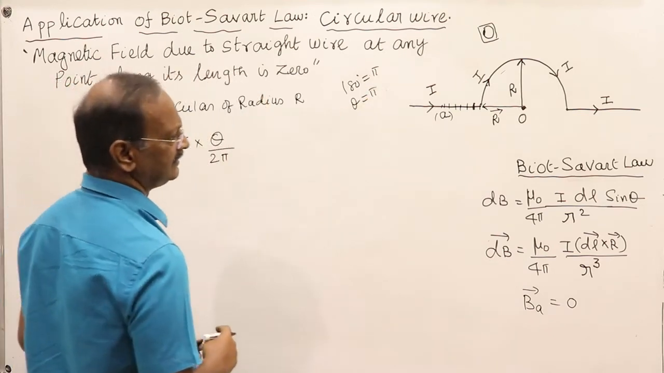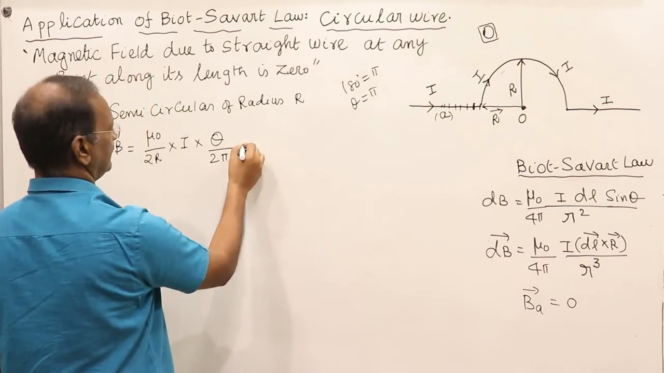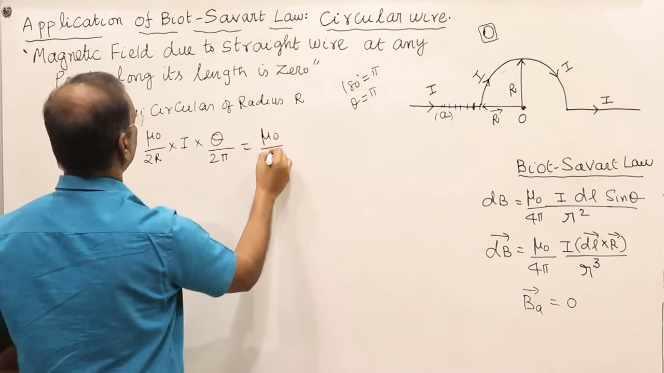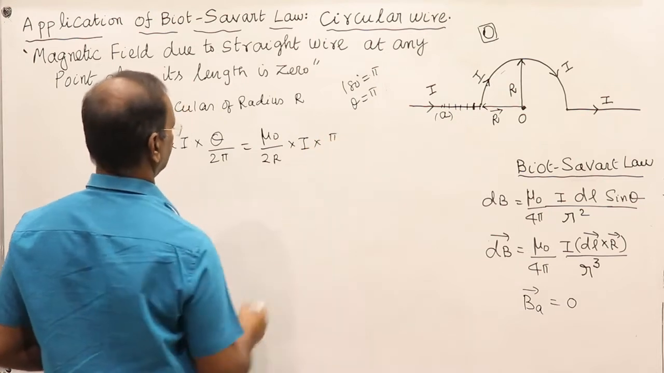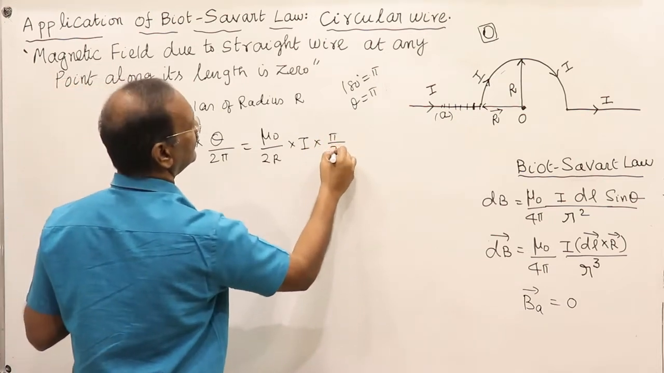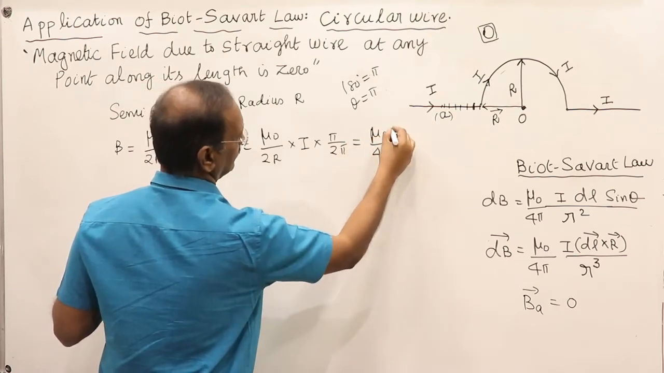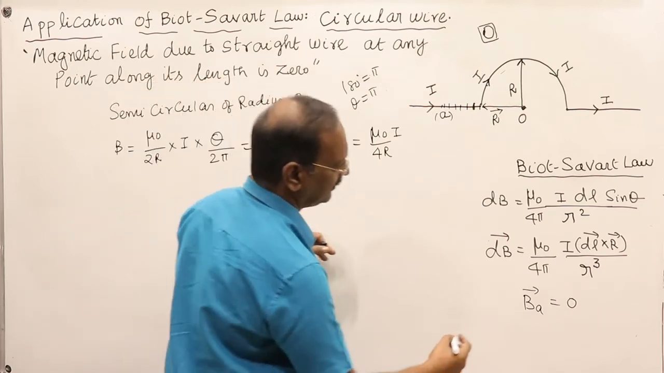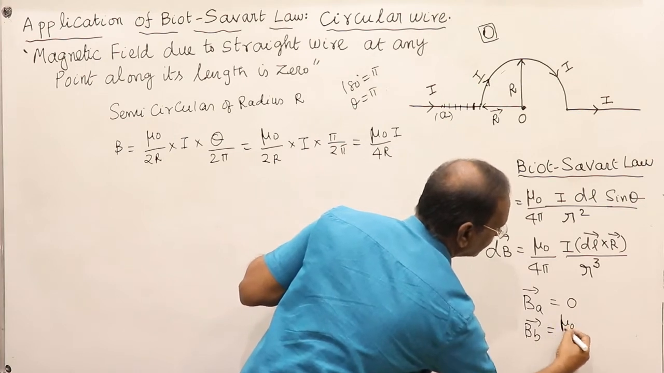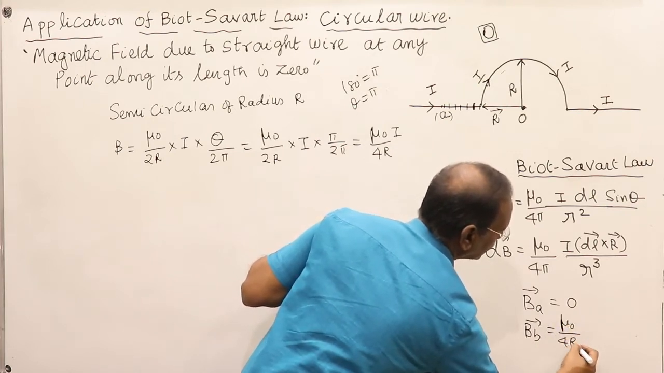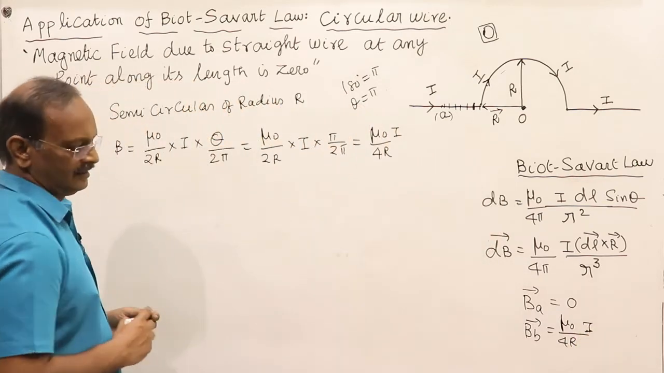In place of theta, we write mu naught by 2r into I into pi by 2 pi, which is equal to mu naught by 4r I. This is the magnetic field due to portion B, which can be written as mu naught I by 4r. We can write this directly, or we can solve it also.